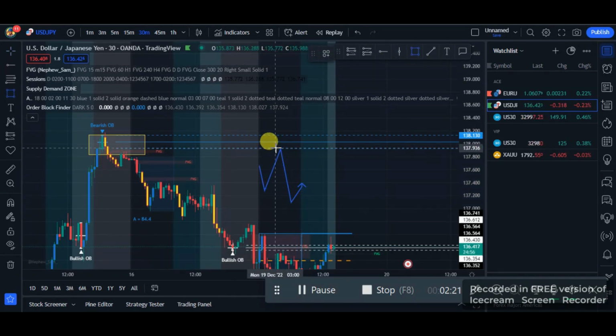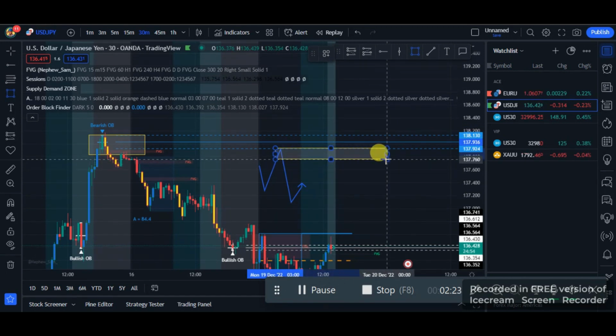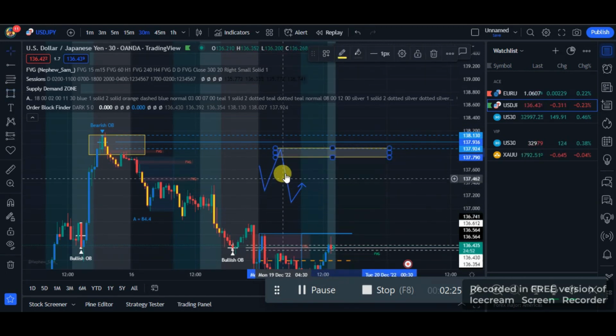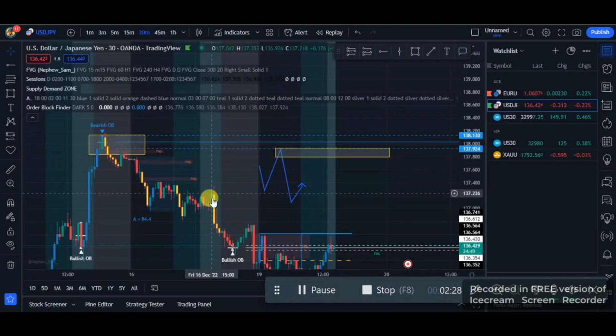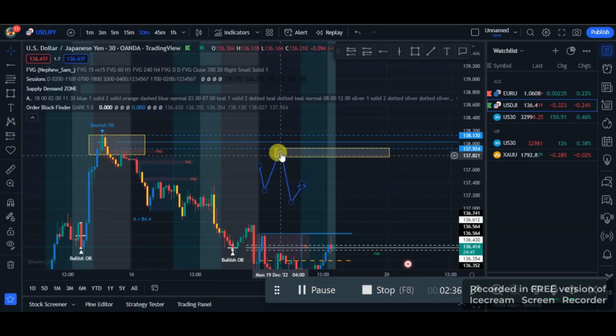So you mark this zone out for an order block. Let's say a bearish order block is there, because when you see a supply zone like this, the last bullish candlestick before the move to the downside is called a bearish order block. Once you mark that out like this, you want to wait for price to retrace back into this order block.